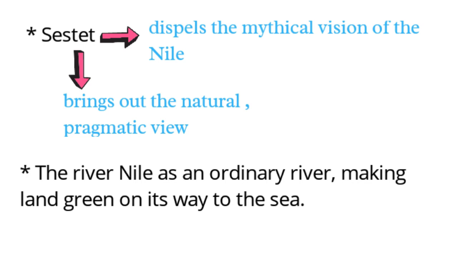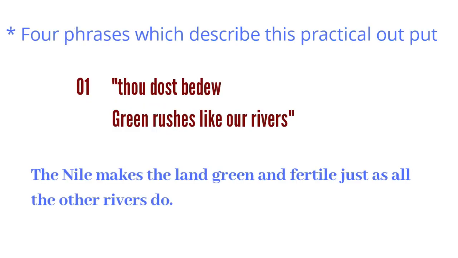Therefore, in the sestet, the speaker dispels the mythical vision of the Nile and brings out the natural pragmatic wave. He says that the river Nile is similar to the ordinary rivers which make land green on its way to the sea. Here the poet disagrees with his former idea that River Nile is holy. From here onwards, the poet elaborates ordinary features of the River Nile. Actually, there are 4 phrases which discuss about this practical output of the Nile. In this slide, I have discussed the first fact.